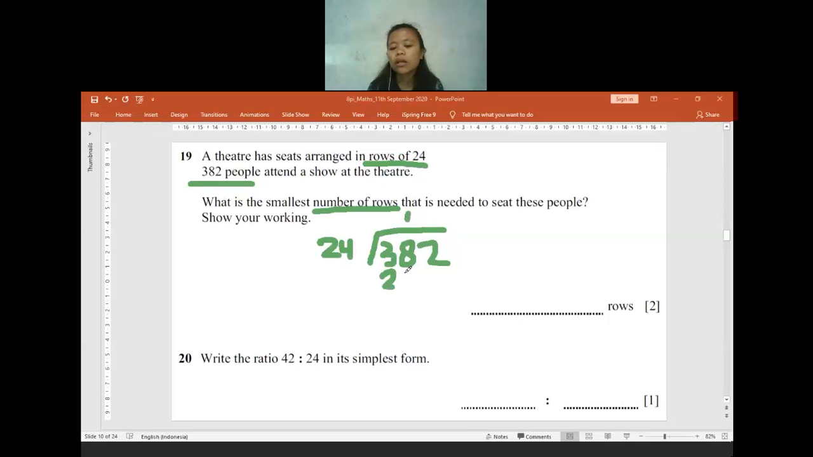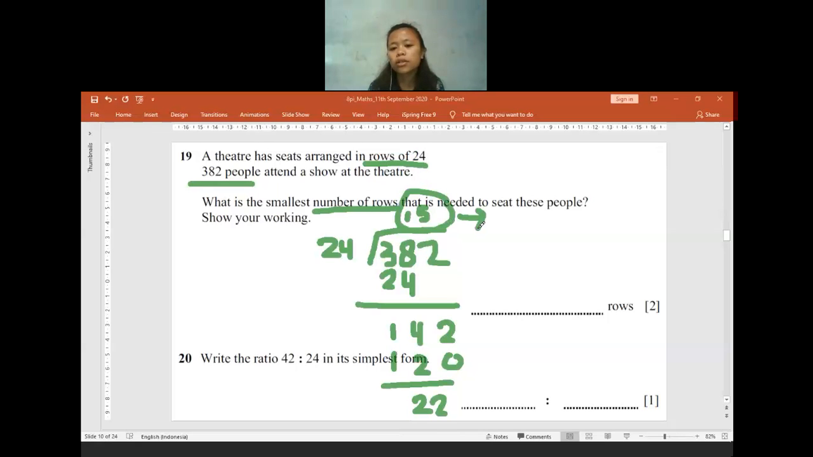Okay, so we can do 1 times 24, it will be 24. And then the rest, it will be 142. 142 divided by 24, it will be 5, I think. 5 or 6? How many is it? 6, yeah. Okay, wait. 5 times 24 is 120. But there is an extra here, which is 22.